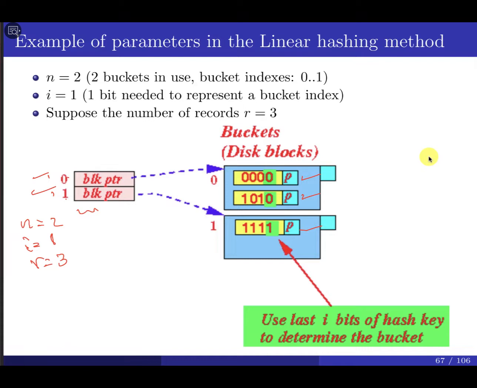If you take a look at the content here, we are going to look only at the last i bits, all the bits from the right, in order to check whether the input belongs to this bucket or not. This is index 0. So the last bit of the value must be equal to 0 here. So we see that we have 1, 0, 0, 0.